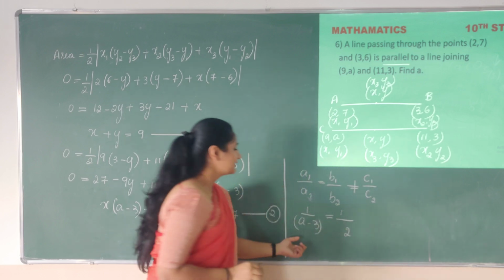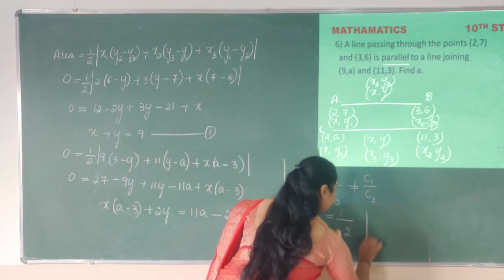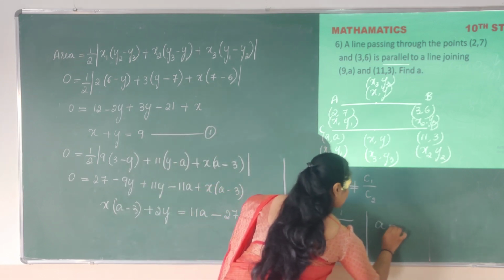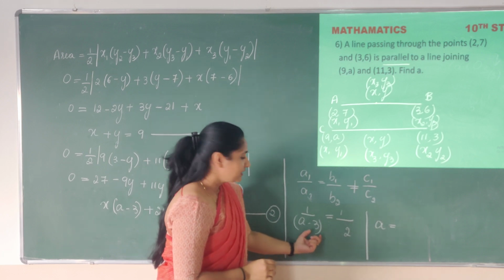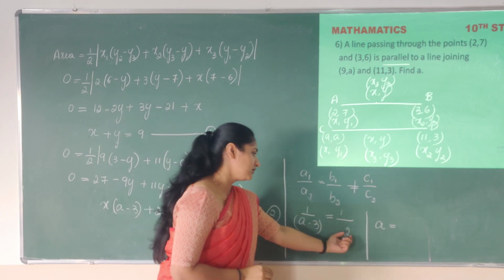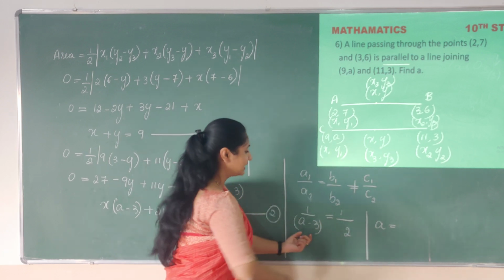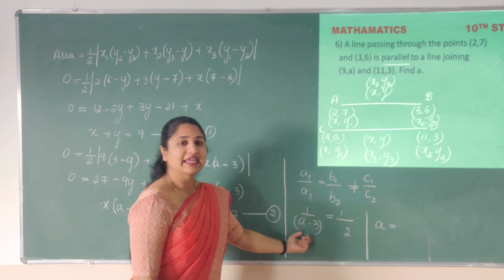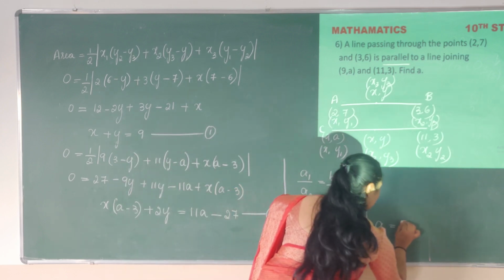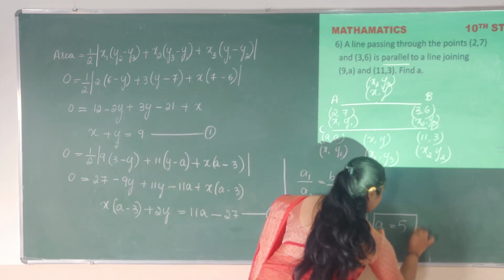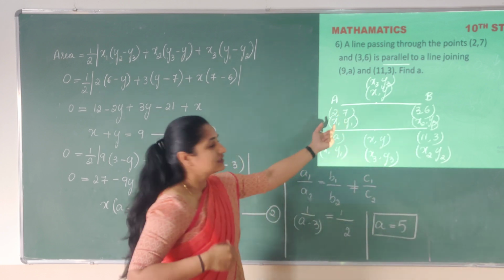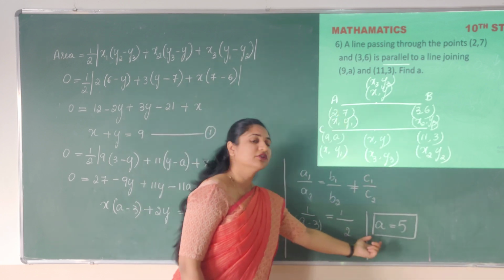By simplifying this, we'll get the value of a. When you take it to the numerator, you get a minus 3 equal to 2. Send that minus 3 to the other side, and you will get a equal to 5. So the value of a, which is what is being asked in this question, is 5.